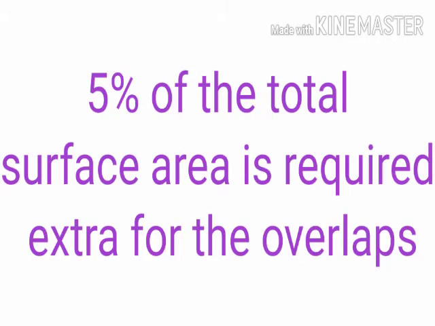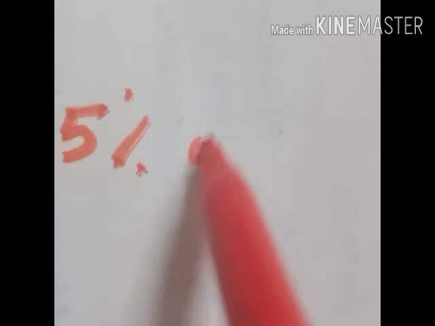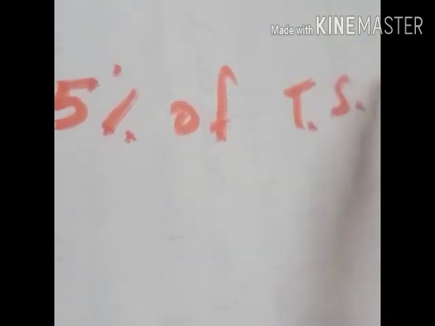But in the question it is mentioned that 5% of total surface area is required for overlapping. So here we have to find what is the 5% of total surface area of one big box. That is 5% of TSA.